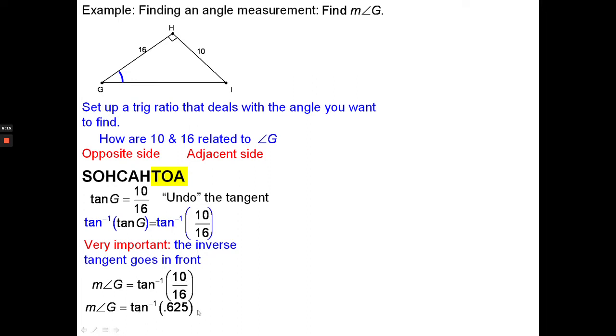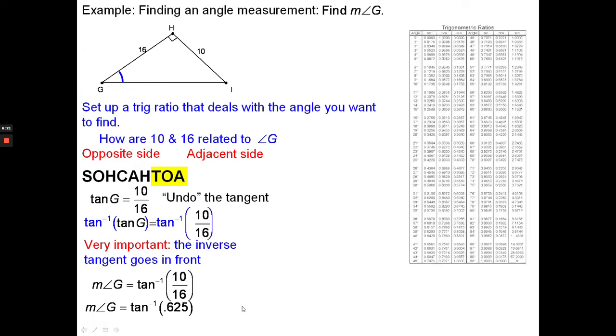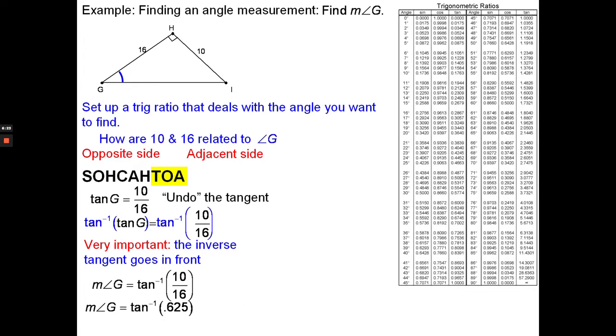And this is exactly what we were doing on the last slide. Okay, so we need the inverse tangent of 0.625. So we need our table. We're going to look in our tangent column, and look, we do not have a number that's perfect, but we have two numbers that are close. So when our number is not exactly one of these numbers, you're going to take the two numbers that are close, and you're going to average them.